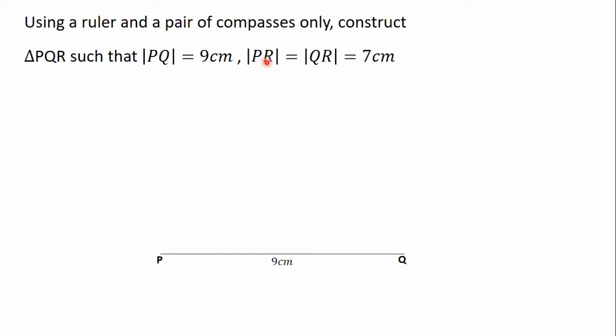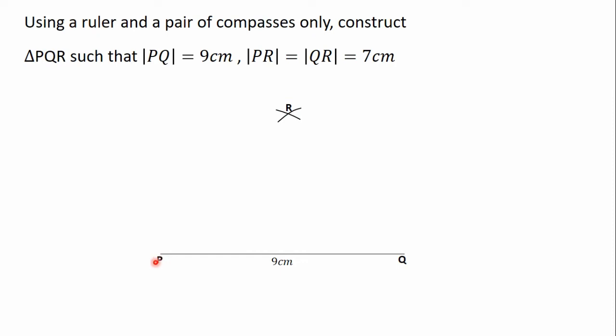The next side is PR. The length of PR is 7 centimeters. So you take your compass and you measure 7 centimeters on the ruler. Then you stand on point P and construct an arc. After that, you move on to the next side. The next side is QR. The length of QR is also 7 centimeters. We have already measured 7 centimeters on our compass. So with the same radius, you stand on point Q and you construct another arc to intersect the first arc that you constructed. The point of intersection of the two arcs will give us point R.